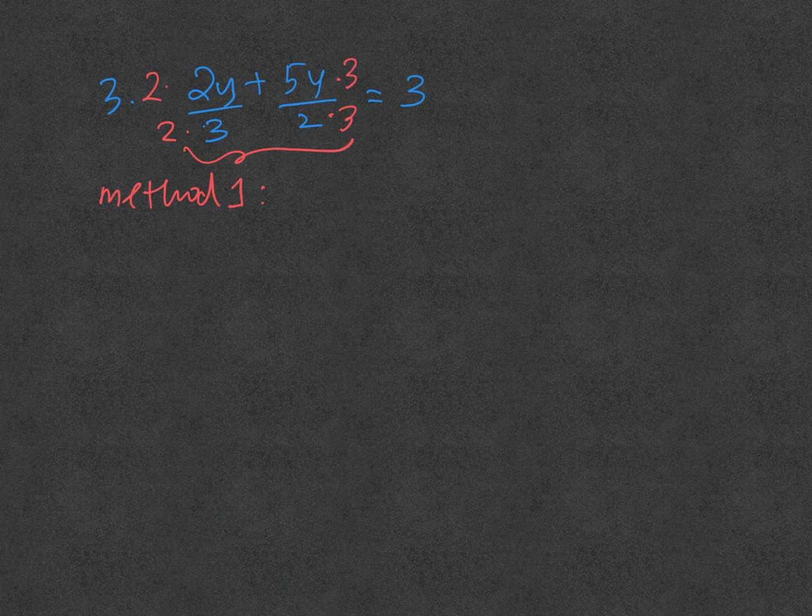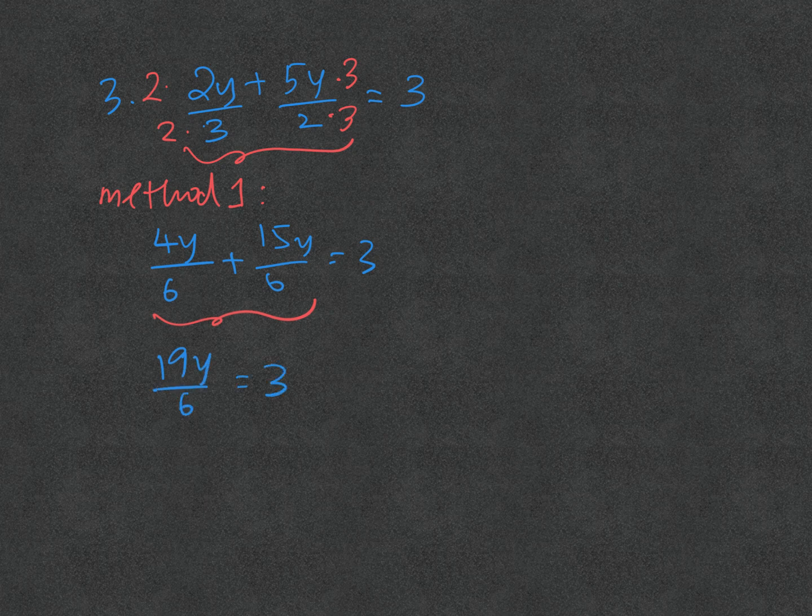Now, we know that the lowest common denominator of 3 and 2 will be 6. So we end up with 4y over 6 plus 15y over 6 is equal to 3. Now I can combine these two terms on the left-hand side. I end up with 19y over 6 is equal to 3.